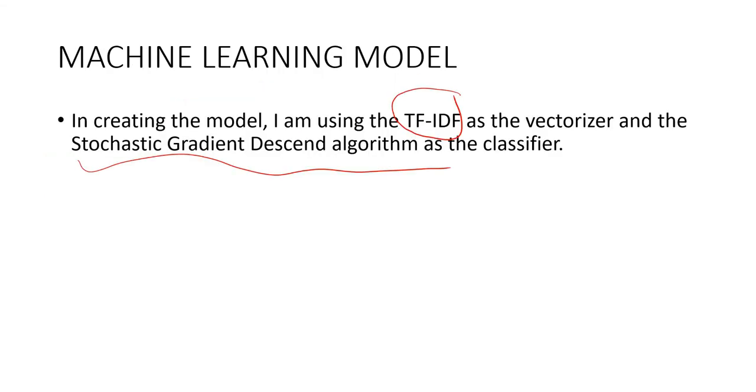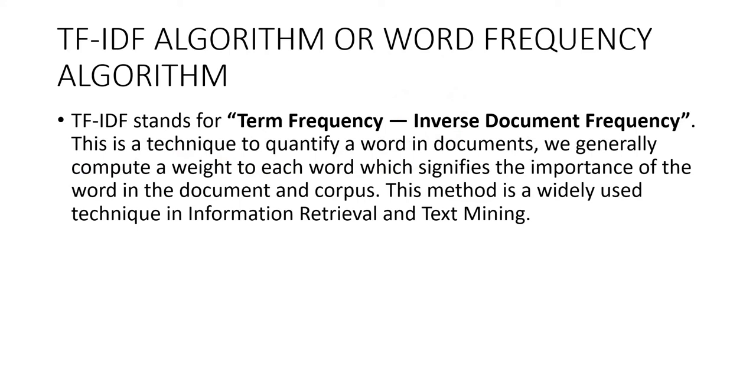In creating the machine learning model, I am using tfidf as the vectorizer. Tfidf algorithm, you may be familiar. I have a separate video on the tfidf algorithm and its implementation. And the stochastic gradient descent algorithm as the classifier. It's simple: in gradient descent, you take the whole data set, but in stochastic gradient descent, you take a small portion of that data set. For the tfidf algorithm, I am just giving a small idea. If you want more clarity, you can watch the previous videos on the tfidf algorithm and its implementation.